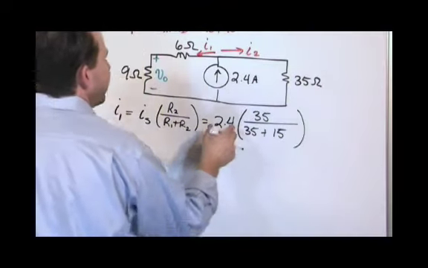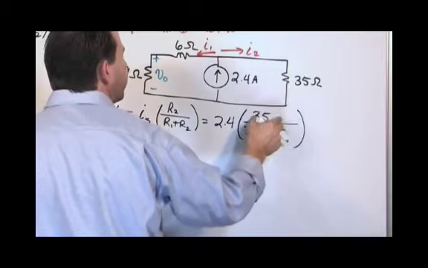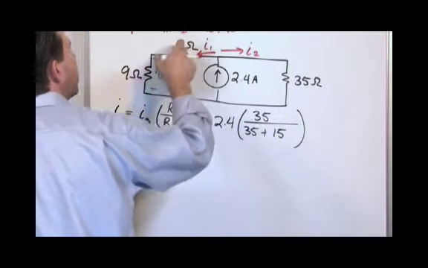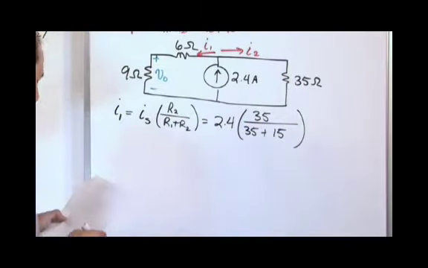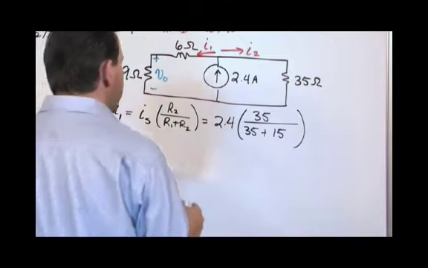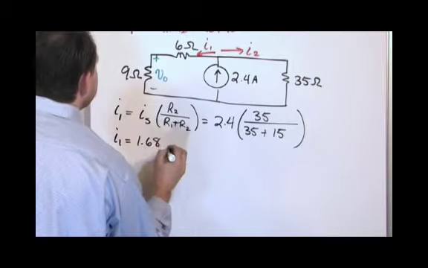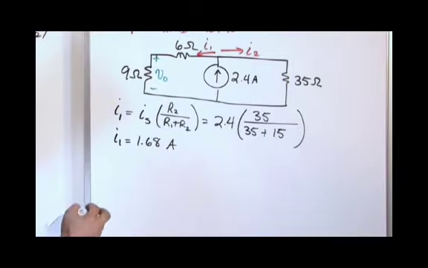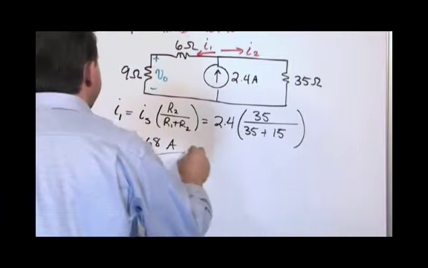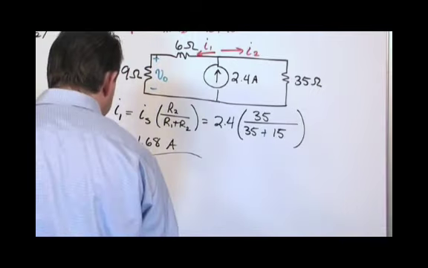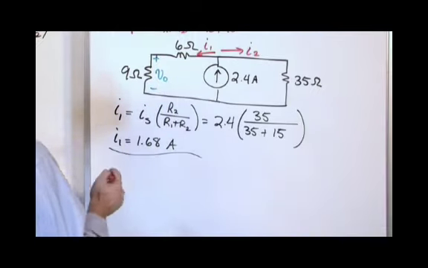So what we have is source current times the resistance in the other branch divided by the sum of the other resistances in all the branches. And what we have then is I1 is equal to 1.68 amps. That's what I1 is equal to. That's really all we need to get the answer.